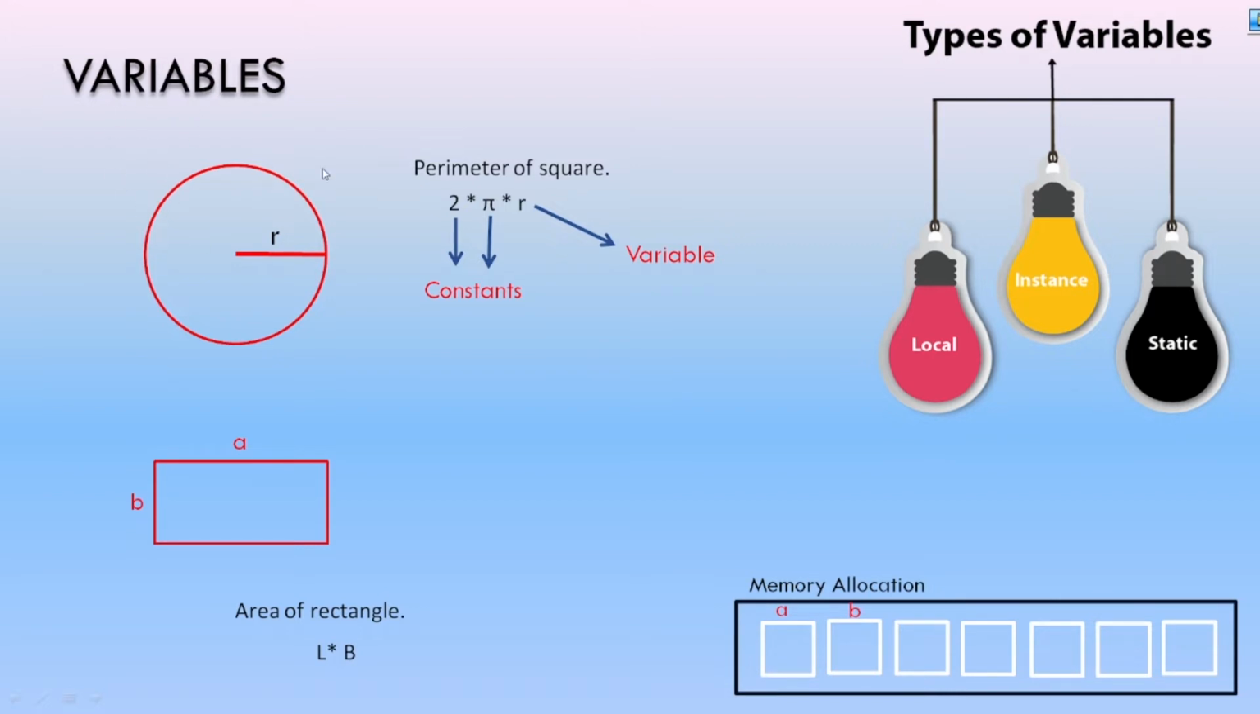Now, if you have to see what a variable is, you can see here, this is a circle. So this is the radius of the circle. Now, here the value of the radius, if I calculate, r is equal to 2. Now, what will be the value? Then the perimeter of the circle.